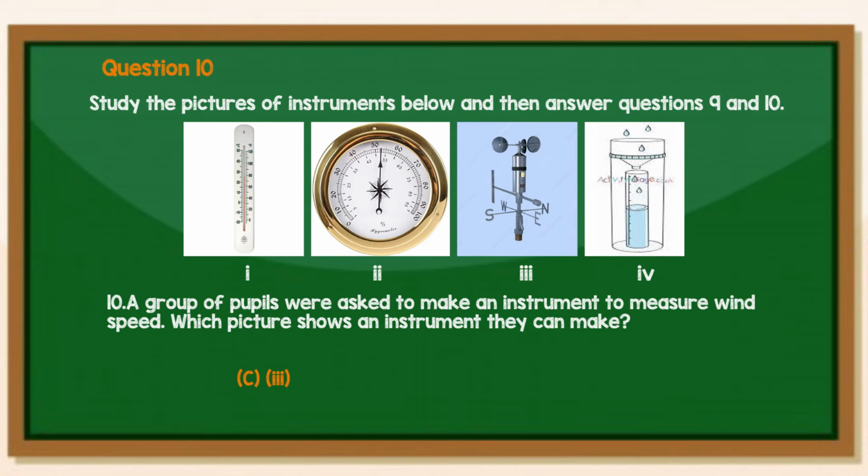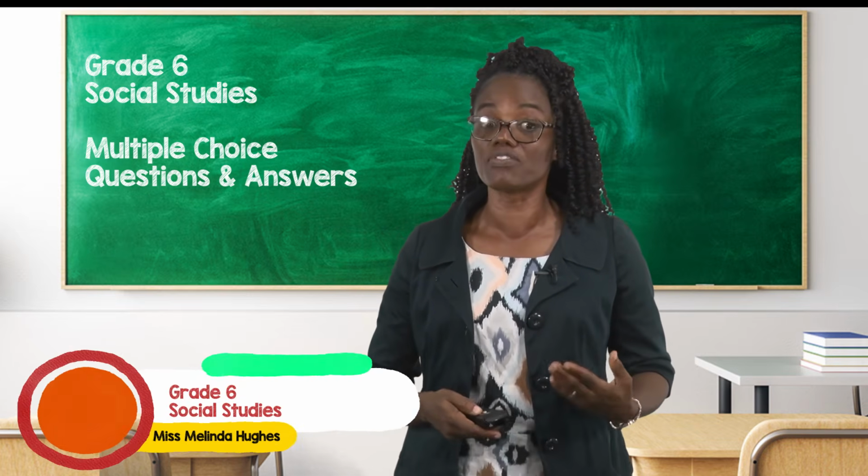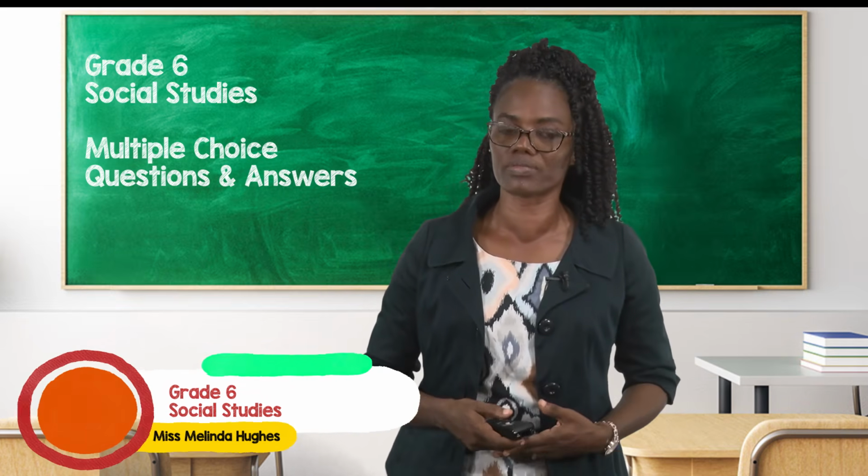That is the anemometer. The other instruments, boys and girls, measure different aspects of weather. The one at 1 is a thermometer that measures temperature. The one at 2 can sometimes be confused with the hygrometer or barometer. Either or, but this one is the hygrometer. The one at 4 is the rain gauge. So boys and girls, these instruments have their different uses and they are used to measure different aspects of weather.